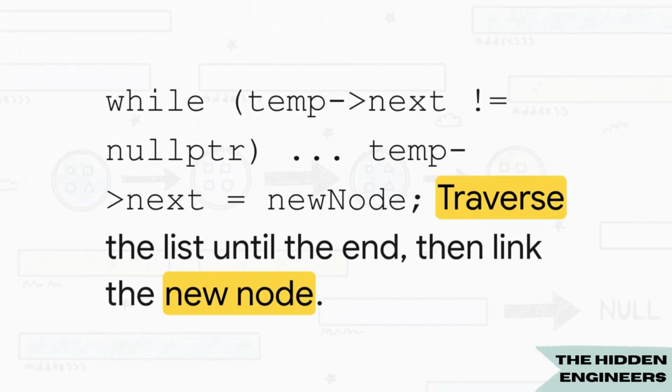Now, to add to the end, we can't just jump there. The code has to literally walk the list. It starts at the head and follows each next pointer from node to node, just like we did with our eyes in the visual. Once it finds a node whose next is null, it knows it's at the end. Only then can it attach our new node.